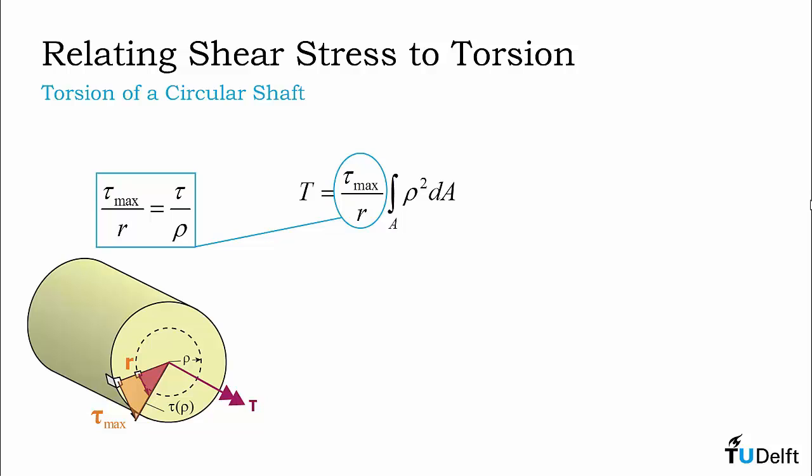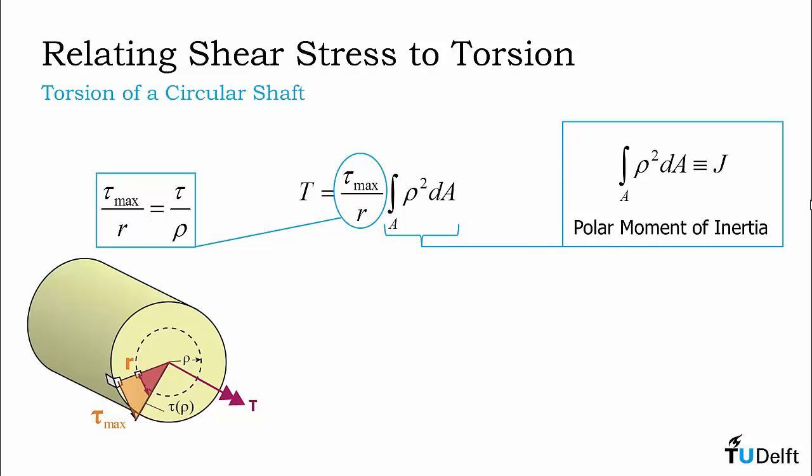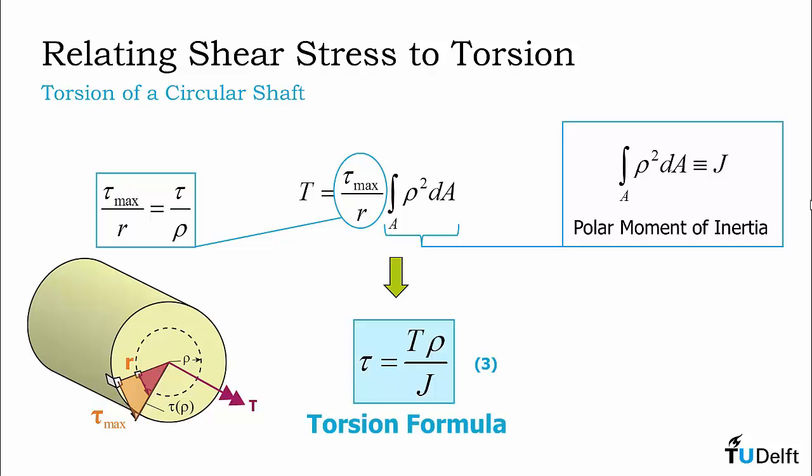The second simplification that can be made is by recognizing that the remaining integral in our expression is a geometric property of the shaft. Indeed, it is in fact the polar moment of inertia of the cross-sectional area of the shaft about the longitudinal axis. We will denote this property by the capital letter J. Applying these two simplifications, the expression can be rearranged to obtain the following expression for shear stress in terms of resultant torque. This expression is often referred to as the torsion formula.